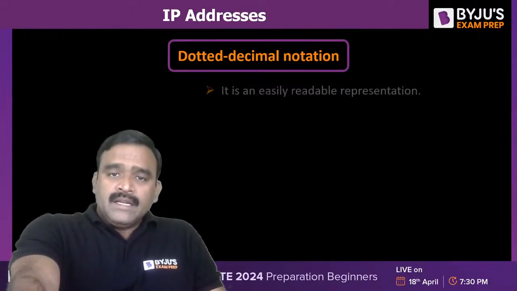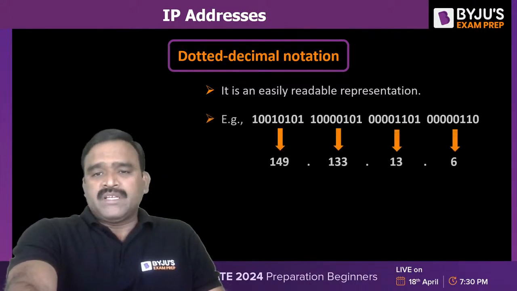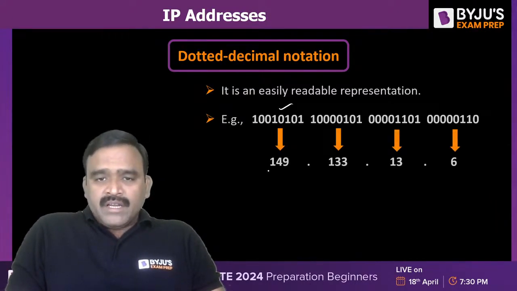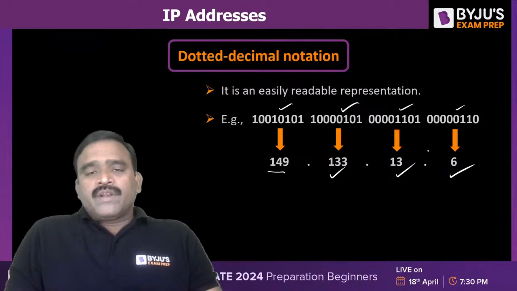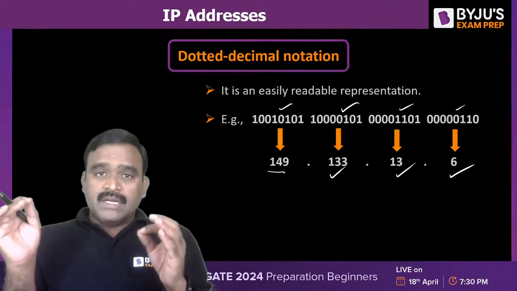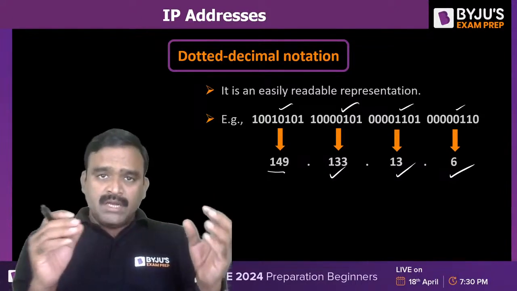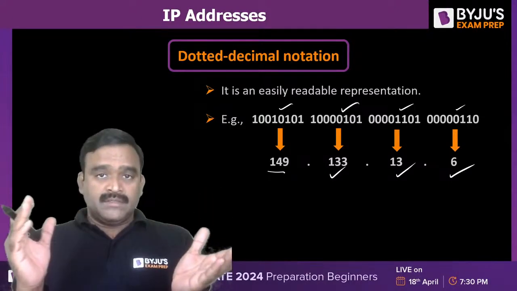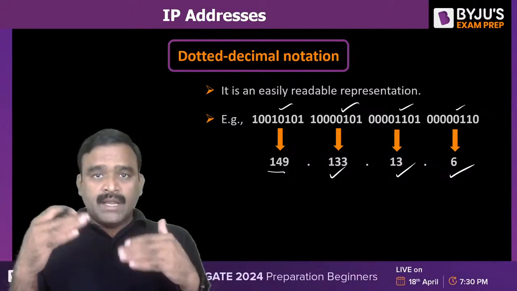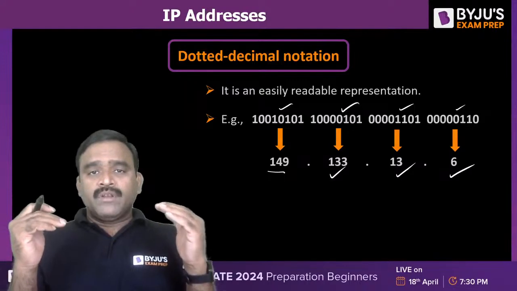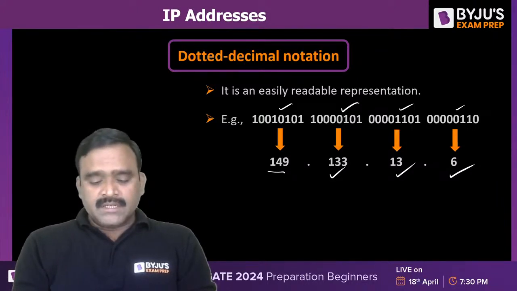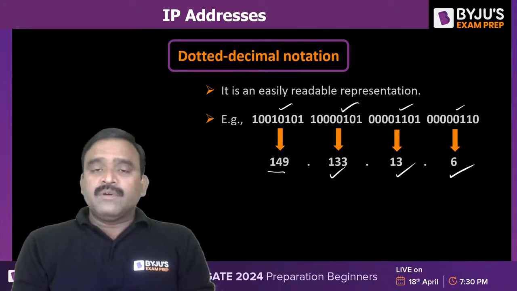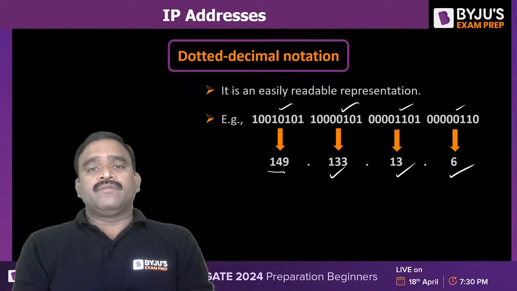Now coming to dotted decimal notation, it is just a readable representation. For example, this is the binary value, the equivalent decimal value is 149, and this is 133, this is 113, this is 6. So for solving problems on IP version 4 addresses, one has to have thorough knowledge of binary and decimal conversions, and also mask operations like the AND operation between binary bits. Then only you can quickly solve the problems. So the basic background required is decimal to binary and binary to decimal conversion, quickly, so that solving the problems is a very easy task.